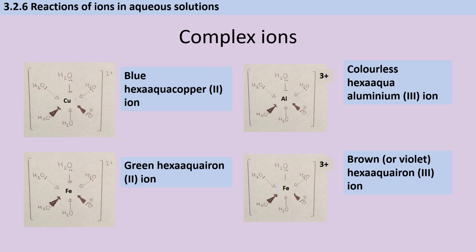The first specification point in this section is about different coloured complex ions that form when certain metal compounds dissolve in water. They're all these octahedral hexa-aqua ions with 6 water ligands surrounding the central metal ion, so all you really have to remember is the charges and the colours. We have the bright blue copper 2+ hexa-aqua ion that you see in copper sulfate, the green hexa-aqua iron 2+ ion, then there's a colourless hexa-aqua aluminium 3+ ion, and also the hexa-aqua ion for iron 3+.